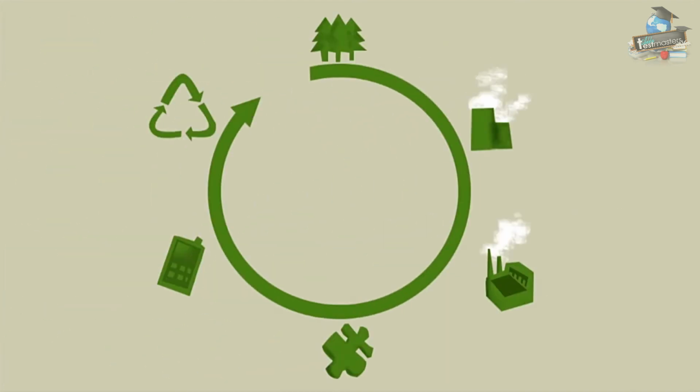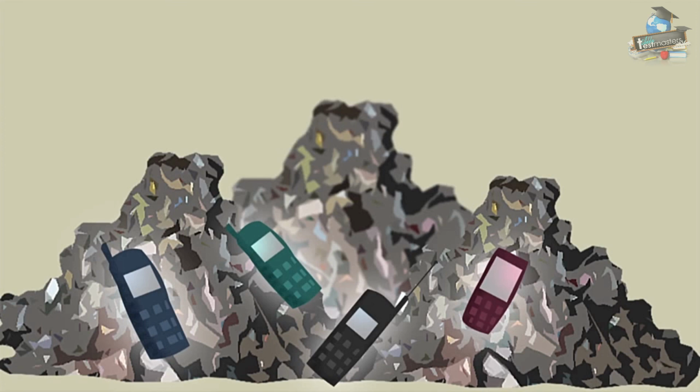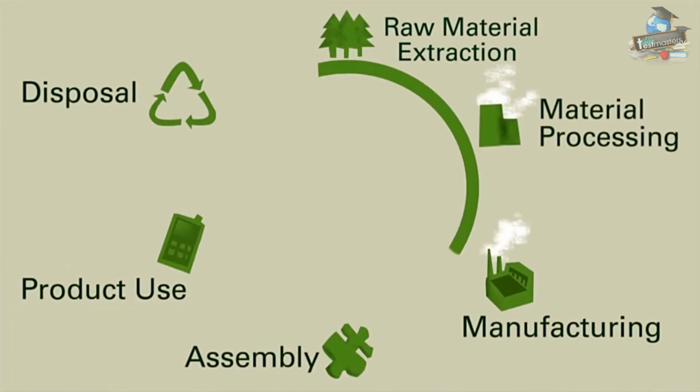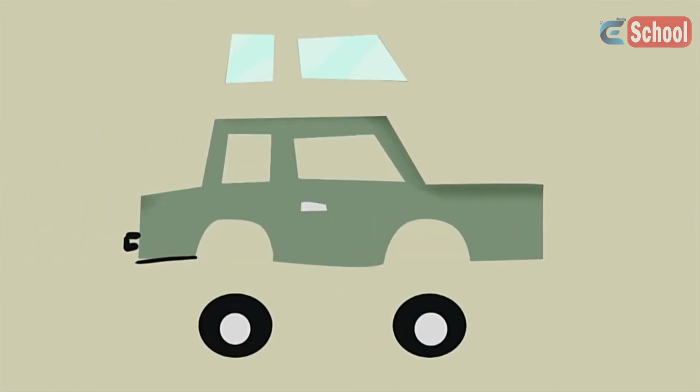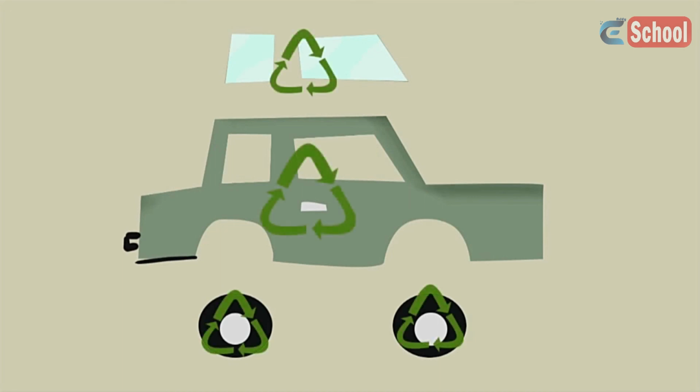In the life cycle assessment, the worst possible scenario is disposal in a landfill. Life cycle analyses of all our manufactured goods are beginning to be made. Cars, for example, are being constructed so they can be taken apart more easily at the end of their useful life, and the separate parts are recycled properly.